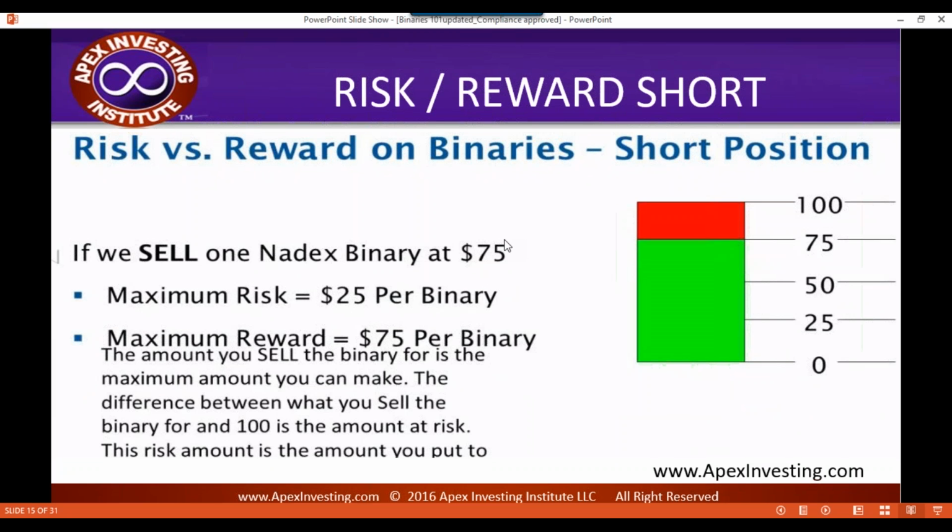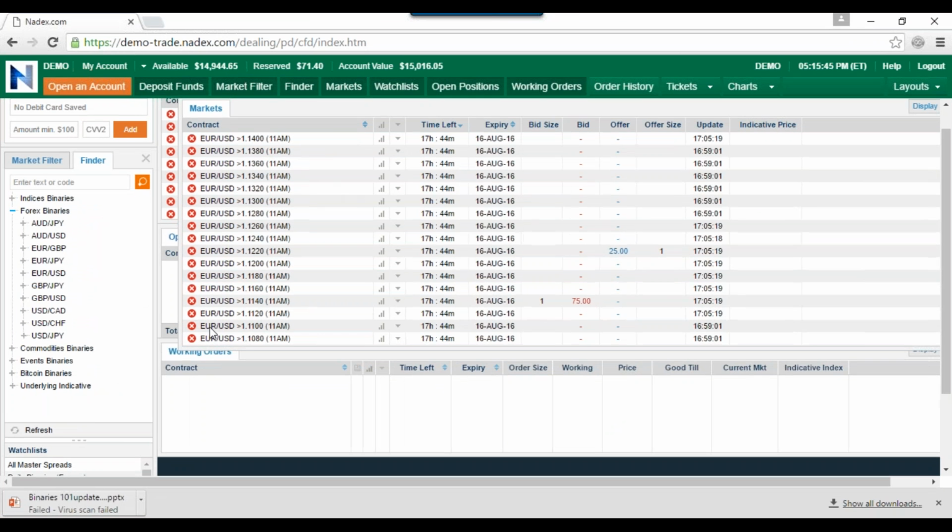So now what if we're selling? What does selling mean? Well, let's pull back up the platform here. For example, we were looking at this statement, the euro dollar will be greater than 1.1280. If we think yes, that statement is true, the euro dollar will be greater than 1.1280, we want to buy it, because we think it will be above that. But if we think the market will be below 1280, then we want to sell it because we're saying no. We're saying this statement is false, right?